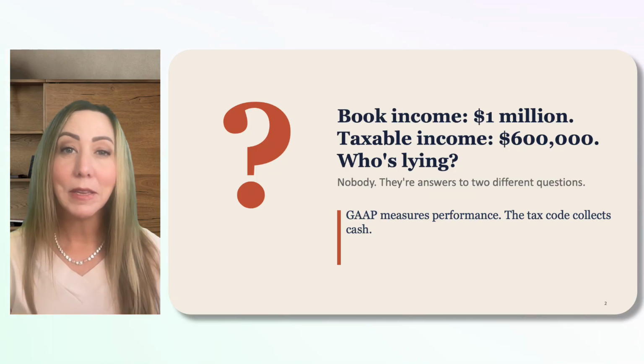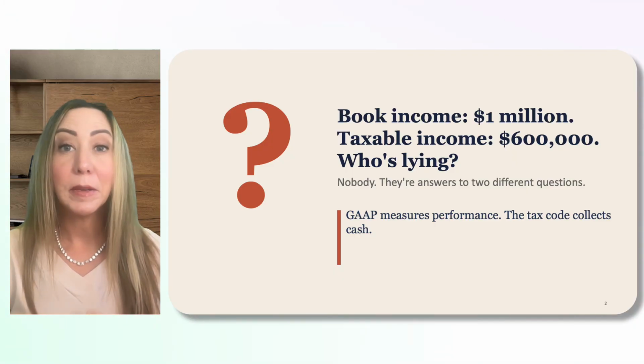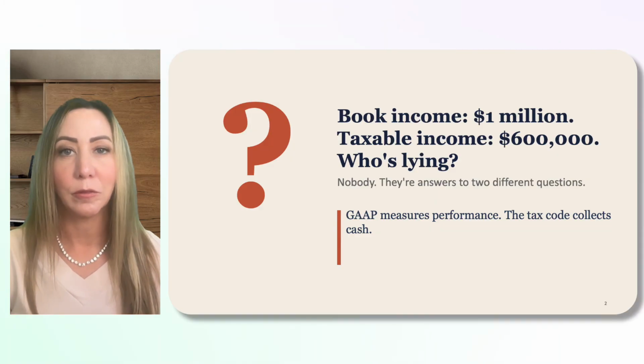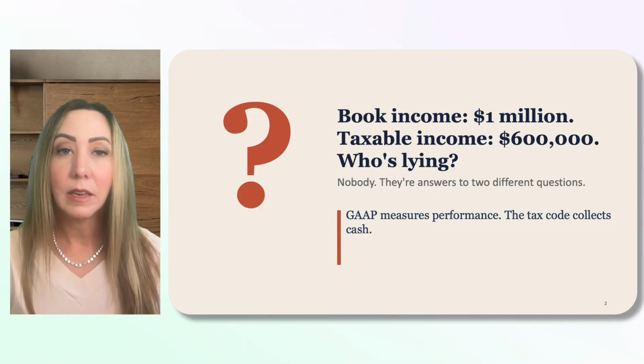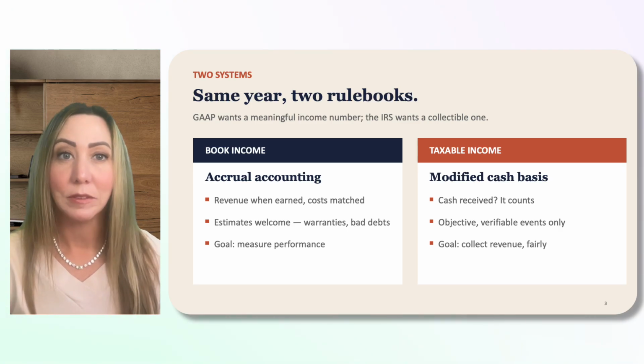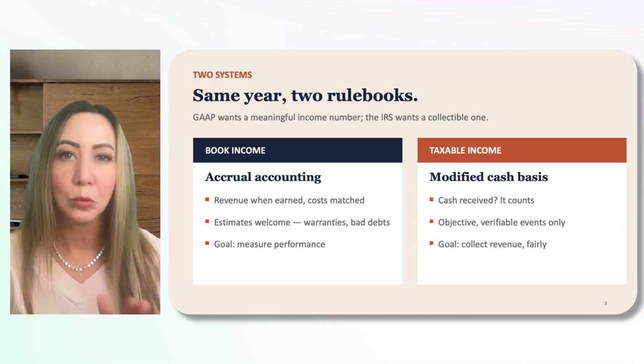Your instinct might be that a difference like this means someone is cooking the books. It doesn't. It means one set of rules is trying to measure economic performance and the other set of rules is trying to collect money. Keep that distinction in your head all week. Here's the good news. The reason that there's a difference between book income and taxable income isn't new. In fact, you've probably learned about this difference more than once if you've ever taken an accounting class. It comes down to cash versus accrual accounting.